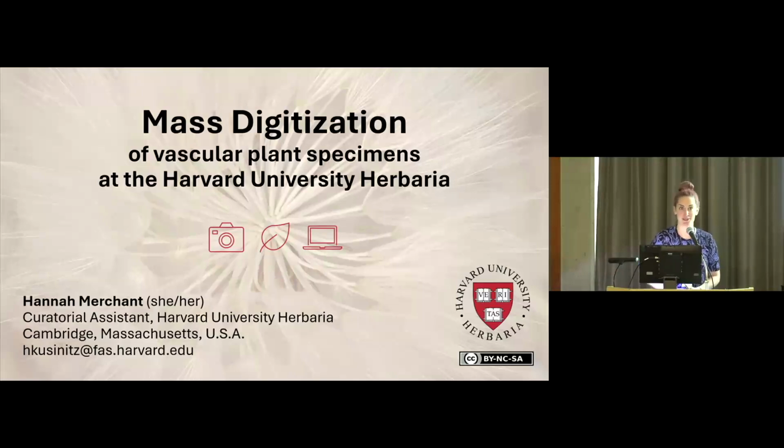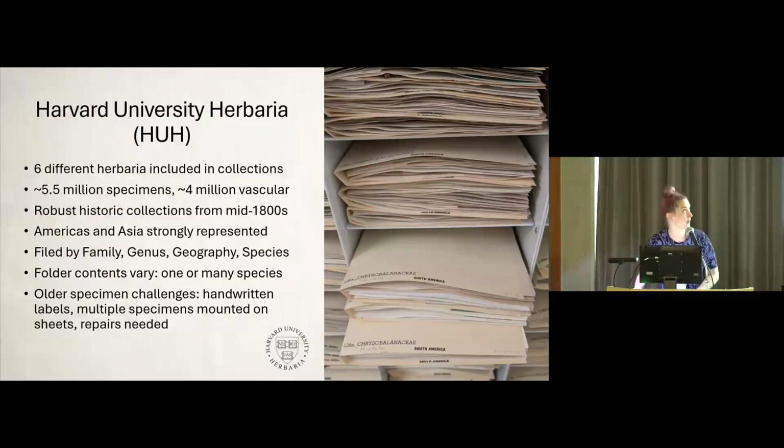I'm a curatorial assistant at Harvard University Herbaria in Cambridge, Mass, US. And I'm going to talk about our current workflow for digitizing our large collection of vascular plants. Just a little bit of background, we're called the Herbaria, not the Herbarium, because we hold 6 distinct collections within the building, so we have 6 different acronyms that apply to our collections. HUH is not an official acronym. We have over 5 million specimens across those collections. Around 4 million are vascular.